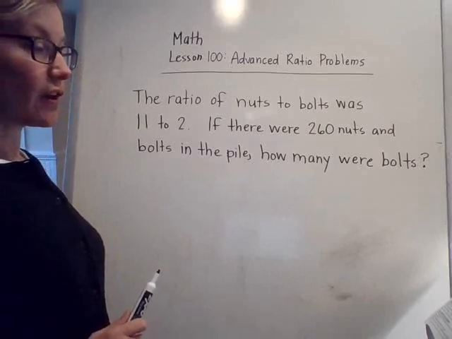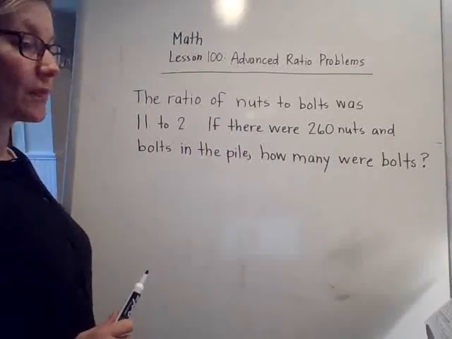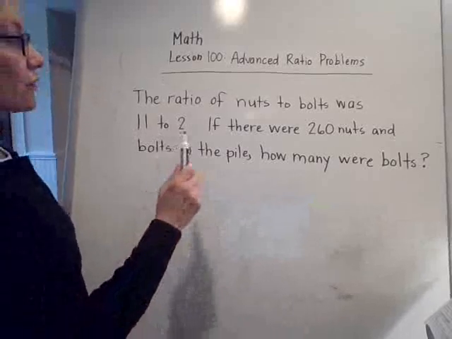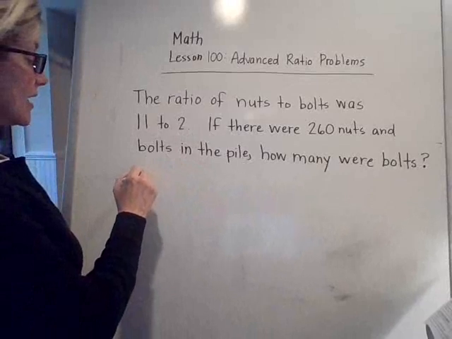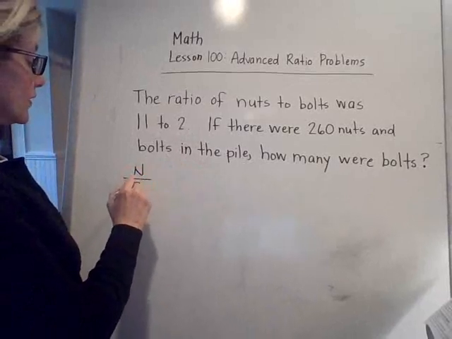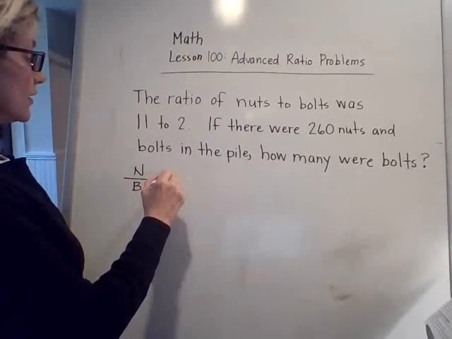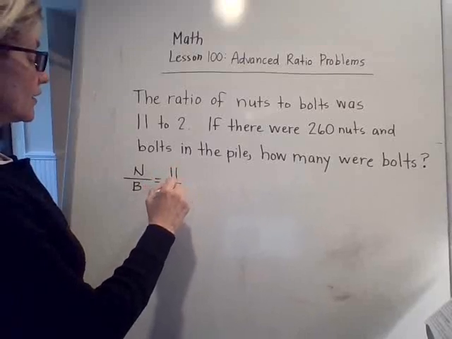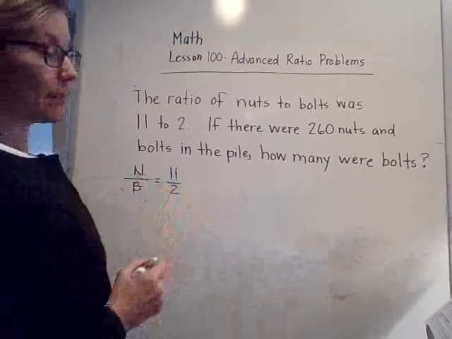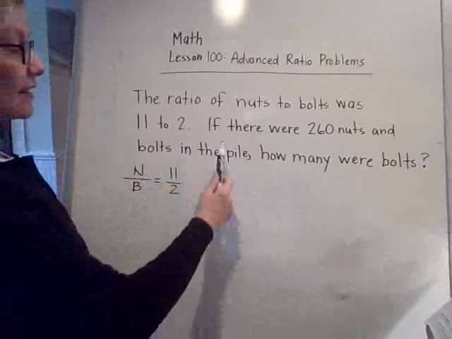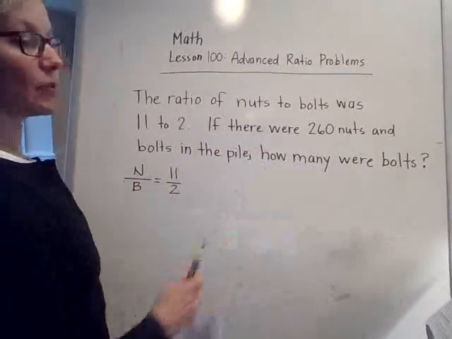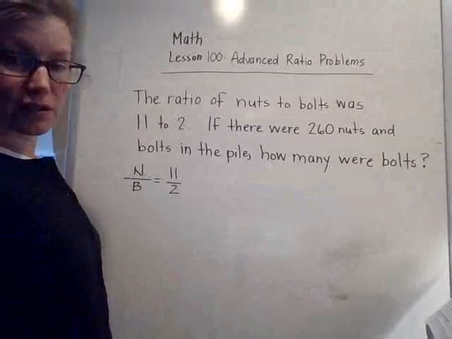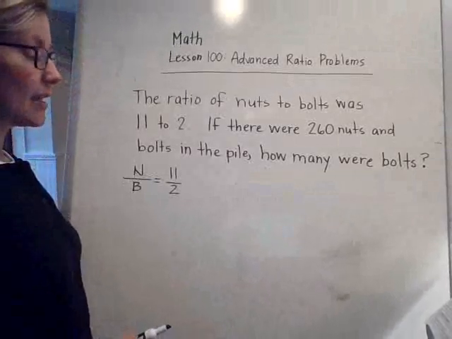Okay, so first of all, what do we know? Well, we know that they told us the ratio of nuts to bolts was 11 to 2. So we could say nuts to bolts equals 11 to 2. Okay, but the question is asking if there were 260 nuts and bolts in the pile, how many were bolts? So where does the 260 come in?